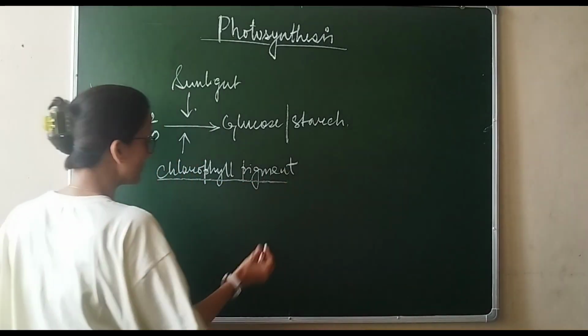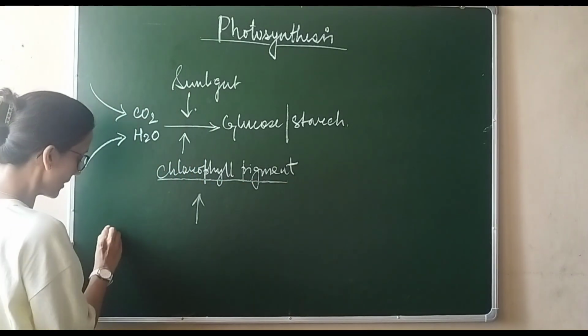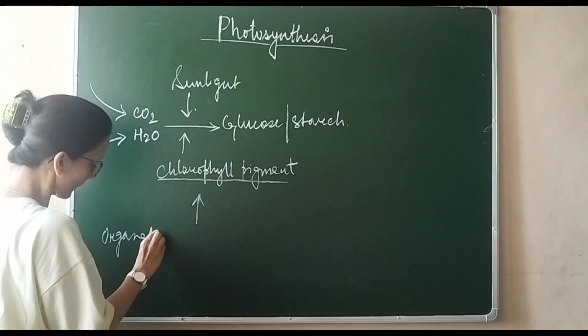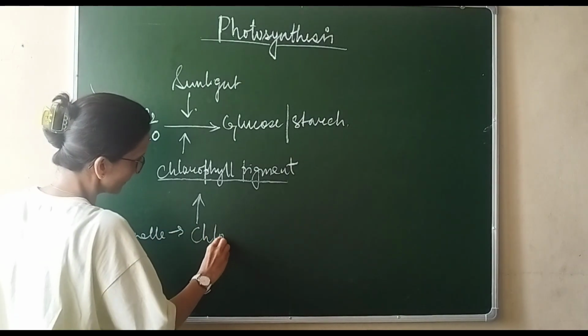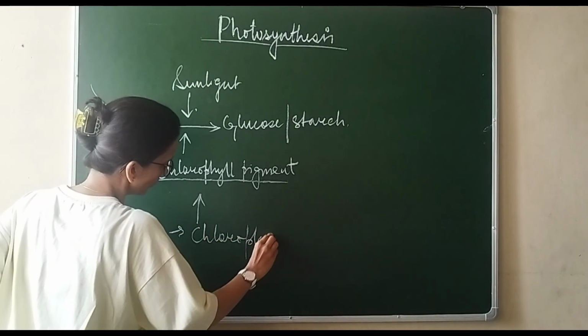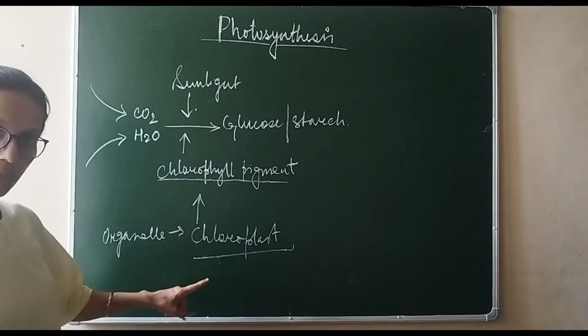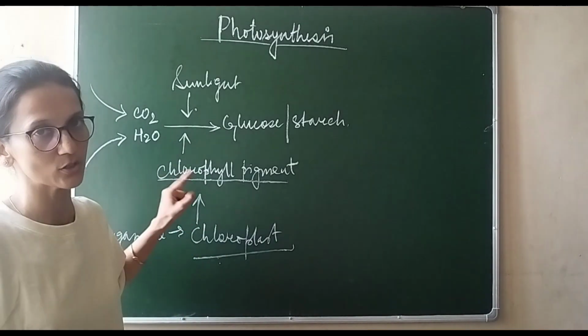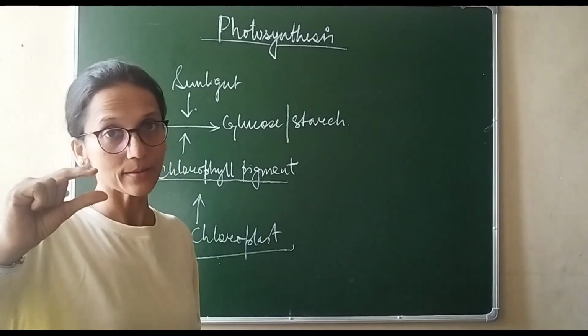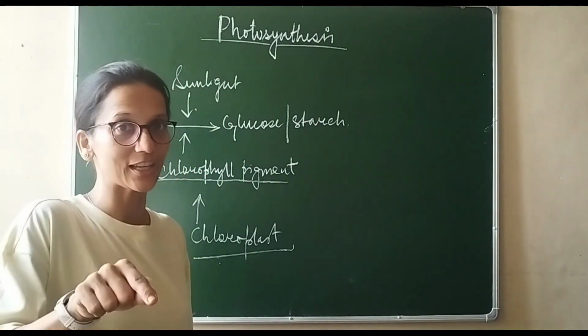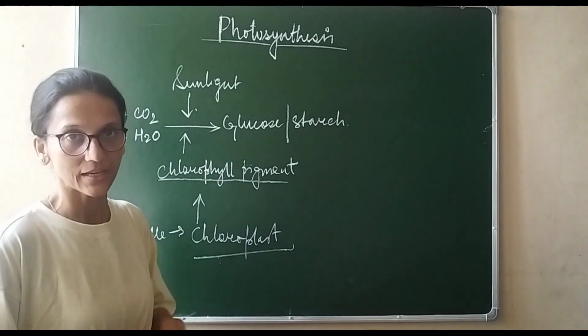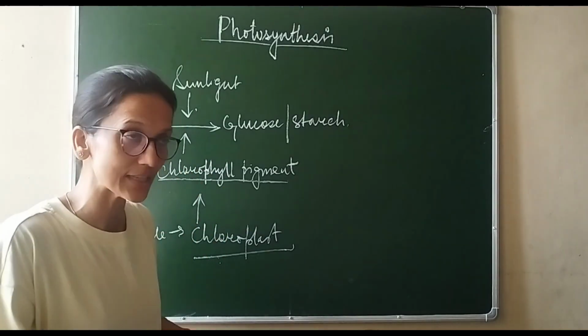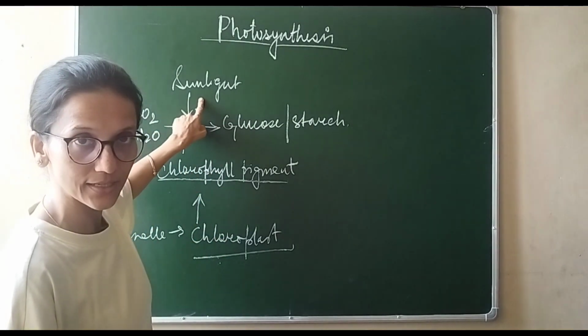Where is this pigment found? This pigment is found in an organelle called chloroplast. So the name of the organelle is chloroplast and the pigment present inside it is chlorophyll. मतलब कंटेनर का नाम है chloroplast और उसके अंदर जो कलर है उसका नाम है chlorophyll pigment. And this chlorophyll pigment is necessary because it helps to trap sunlight.